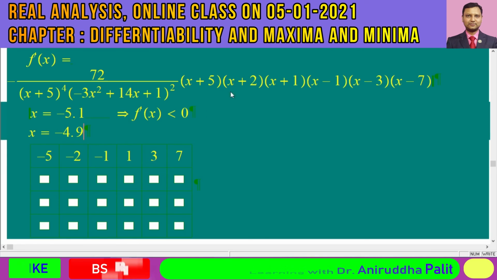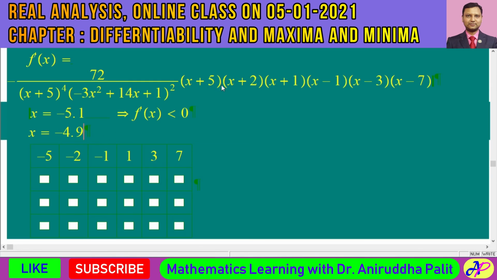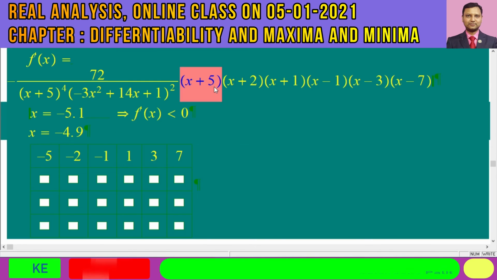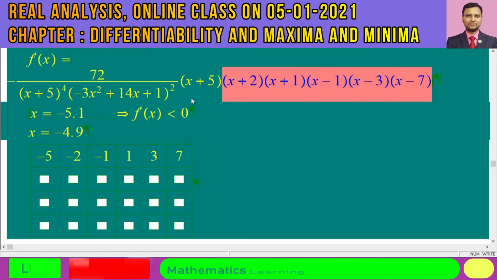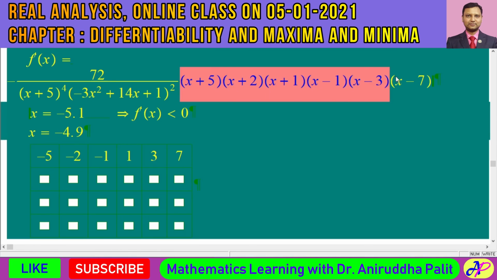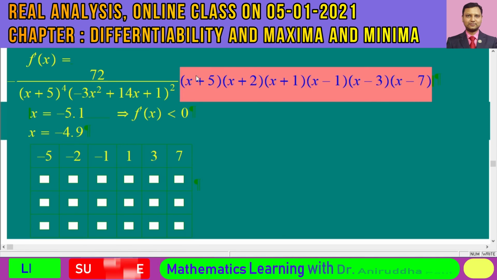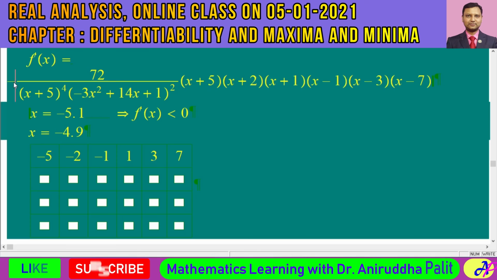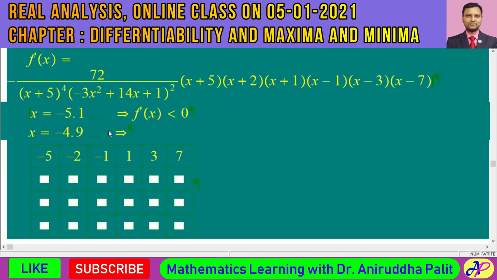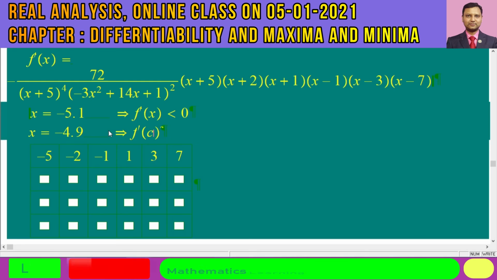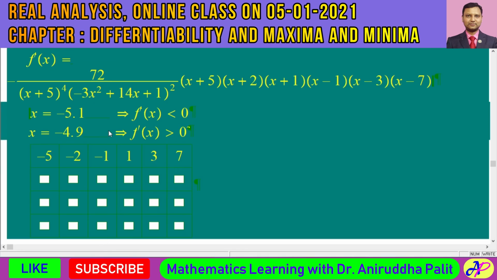Very close to minus 5, you see this factor would be a positive factor and the remaining factors will all be negative. So the total expression has one positive and five negative factors. So this total expression would be a negative expression. Along with this negative expression, if we have a minus sign before this expression, in that case we can say that f dash x is greater than 0.